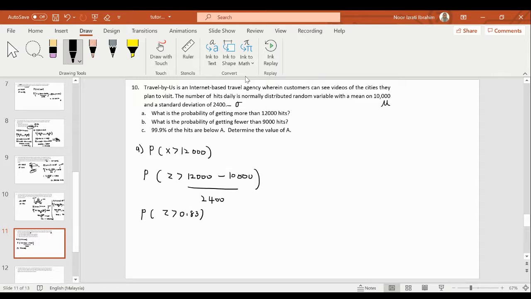To get the value from the table, you have to adjust it to become 1 minus the probability when z is less than 0.83. So this will be 1 minus 0.7967, which gives 0.2033.